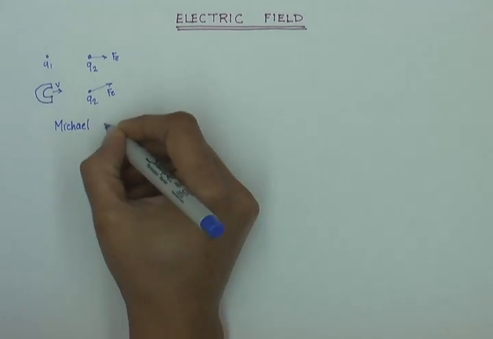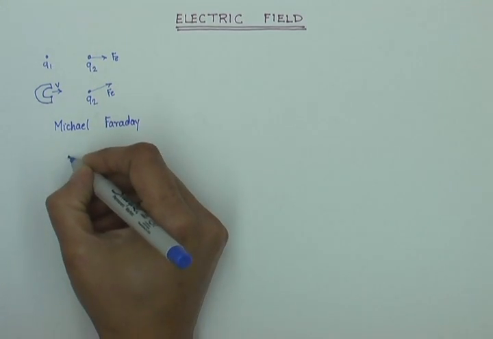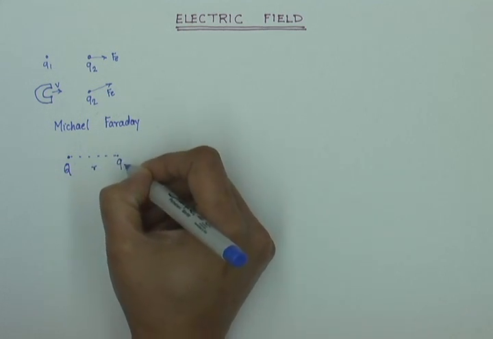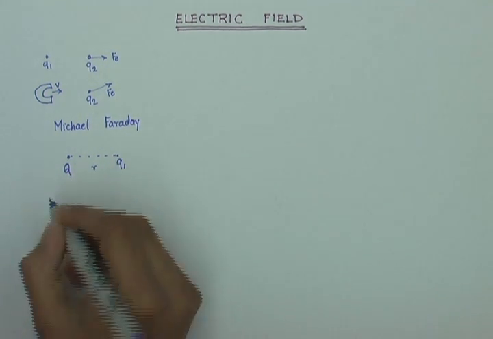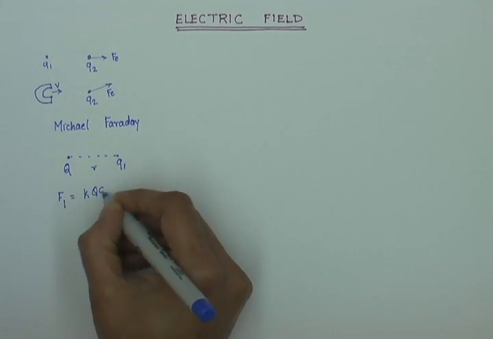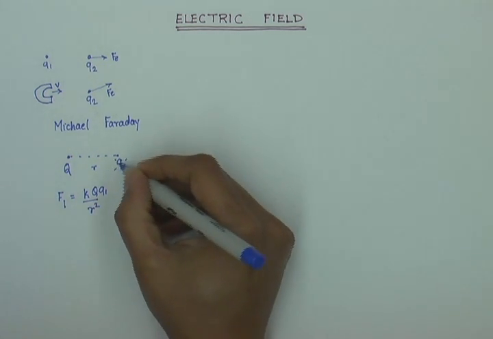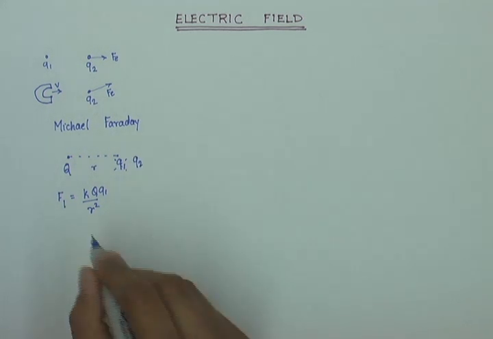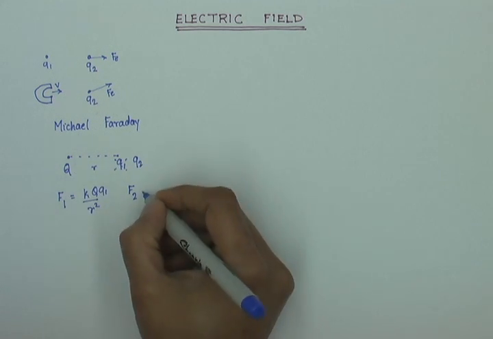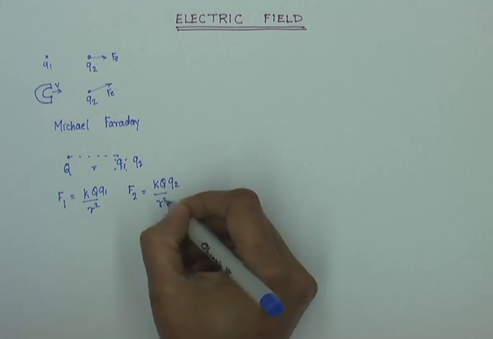He noted some very interesting phenomena. Let's say I have a charge Q, and at a distance r from Q I place a charge Q1. Then the force exerted by Q on Q1, let me call it F1, is given by KQQ1 over r square. We know this from Coulomb's law, right? Now say I get rid of Q1 and place Q2 in its place. Then the force exerted by Q on Q2, let me call it F2, is given by KQQ2 over r square.